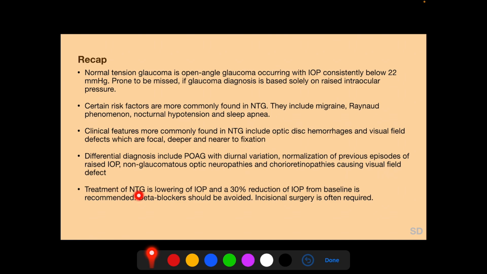Treatment of normal tension glaucoma is lowering of intraocular pressure, and a 30% reduction of intraocular pressure from baseline is recommended. Beta blockers should be avoided in the treatment of normal tension glaucoma, and in normal tension glaucoma, incisional surgery to reduce intraocular pressure is often required.